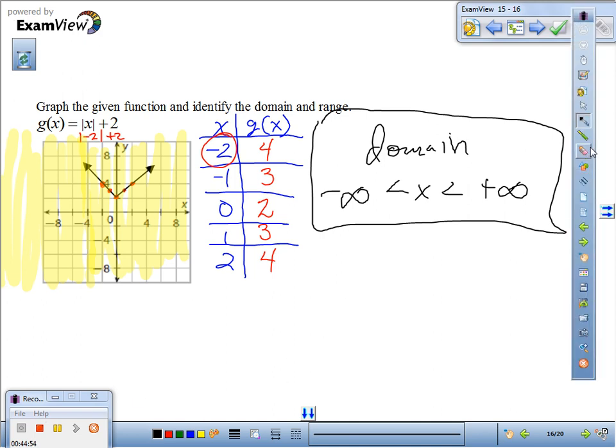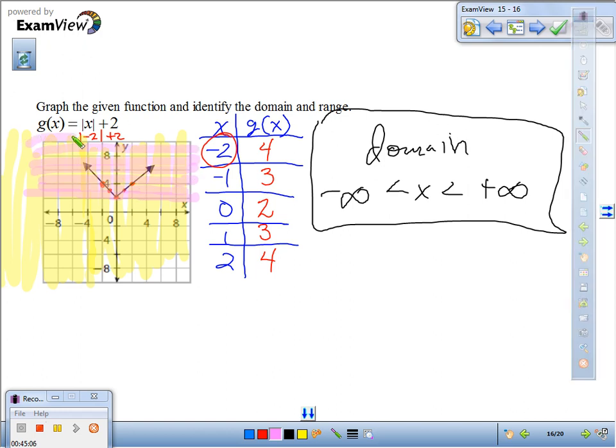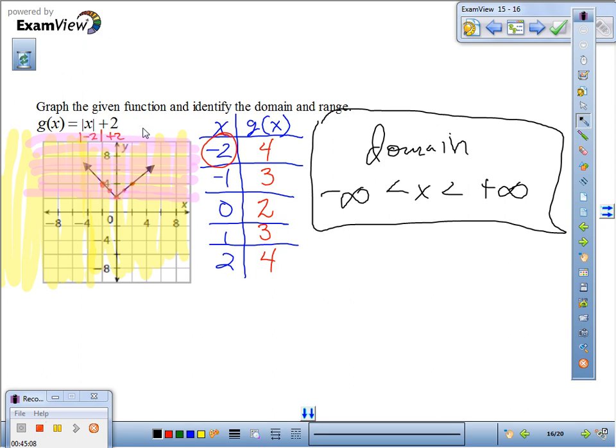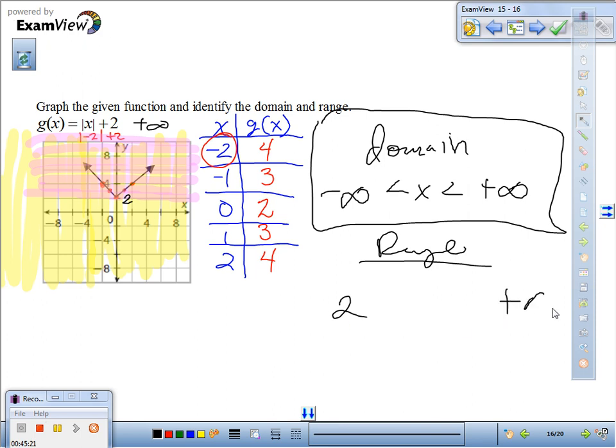So now we move on to the range. I'm going to switch my highlighter to pink. Farthest point from the bottom to the top. From the bottom, I think the farthest point is right there. And if it has arrows going upward, it continues going to positive infinity. Is that correct? What's the lowest point here? It is 2. So my range is from 2 to positive infinity.